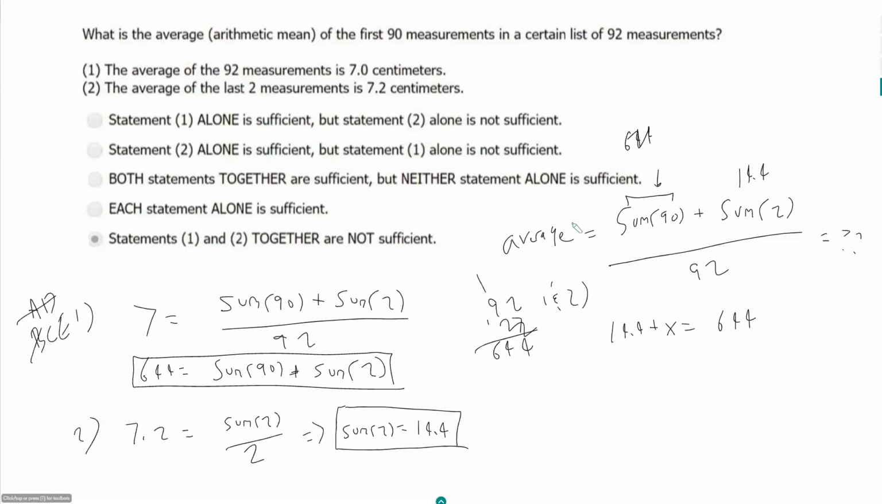What is that? So 644 minus 14 is 630. So 629.6. So that is the sum of my first 90 measurements. So if I want the average, that's just going to be the sum of my first 90 measurements, 629.6 over 90. And I don't know what that is, but I don't need to know what that is to know it's something. So together they are sufficient, and C is the answer.